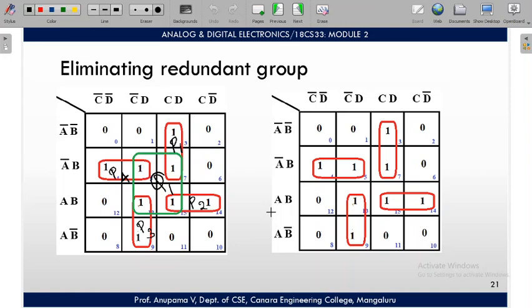In this lecture video, we have understood what is a Karnaugh map, how to plot the Karnaugh map for 2 variable, 3 variable and 4 variable, and how to group the ones in the Karnaugh map, that is how to form a pair, how to form a quad, how to form an octet we have learned. Then we have learned how to eliminate the redundant group by identifying the redundant group.